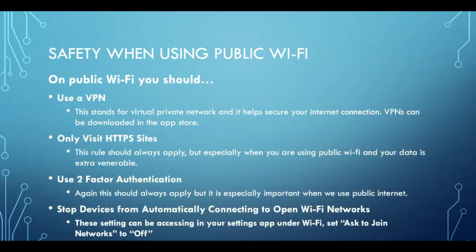On a public Wi-Fi network, some things you should do if you're using it often: you can use a VPN. A VPN stands for a virtual private network, and it helps secure your internet connection. These can just be downloaded from the App Store, and you can look and see the reviews for them. But basically, if you think of your internet connection as a stream or a line, like a wire, a VPN basically puts a cover over that wire and protects it from people getting into it. So it's another layer of protection.